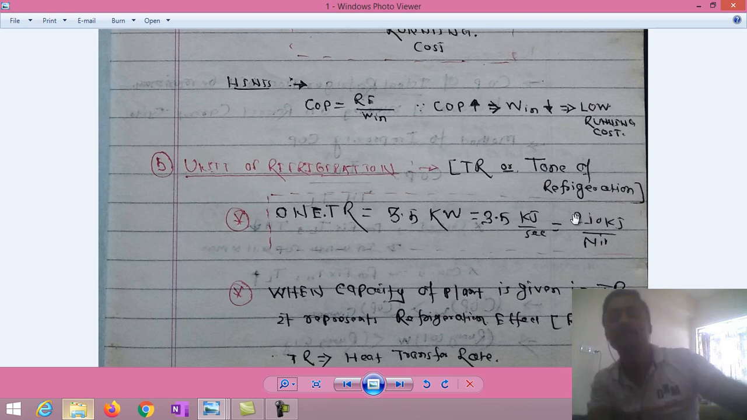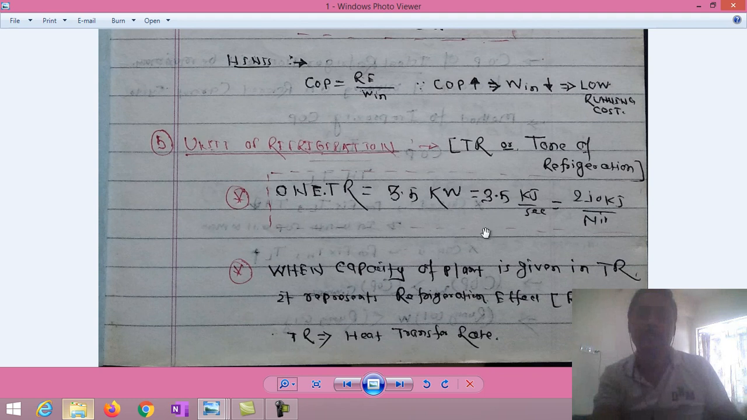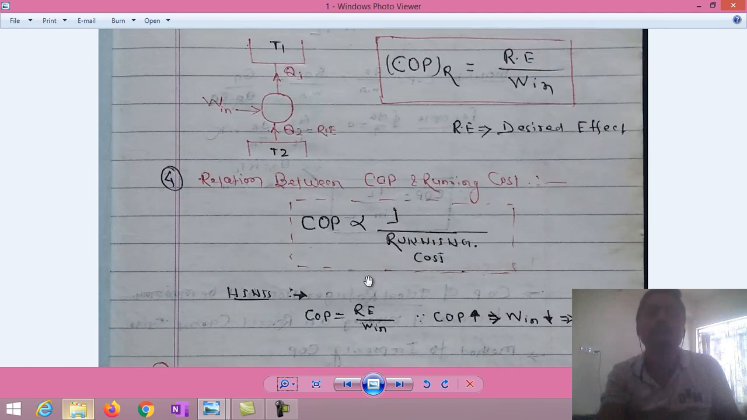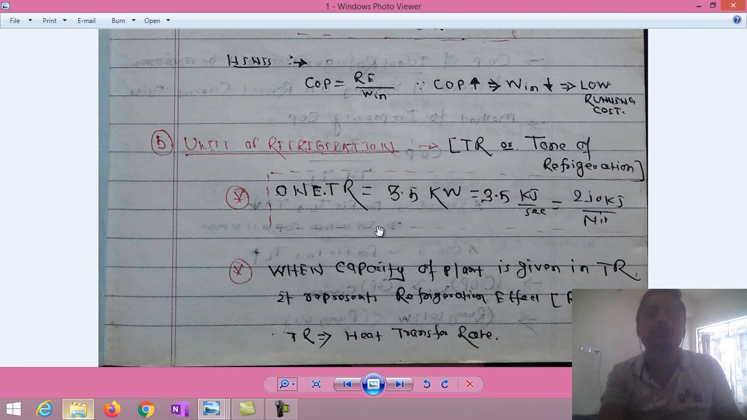Whenever plant capacity is given in TR, it represents refrigeration effect. Of course, we have already seen this refrigeration effect. This is RE. Suppose the plant capacity is 2 TR. That means 2 into 3.5, so the refrigeration effect is 7 kilowatt. So whenever plant capacity is given in TR, it represents refrigeration effect.